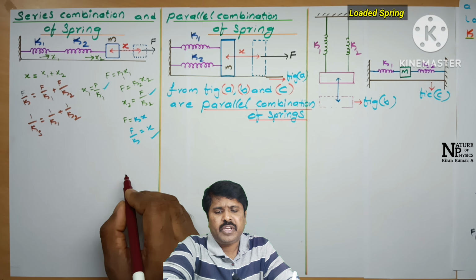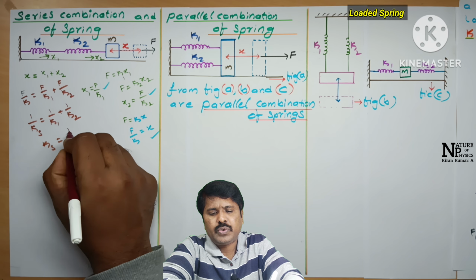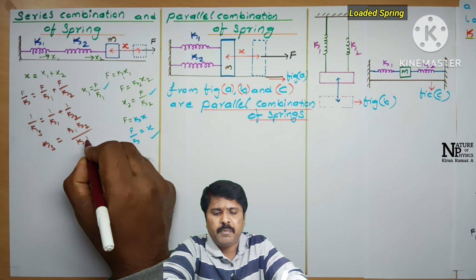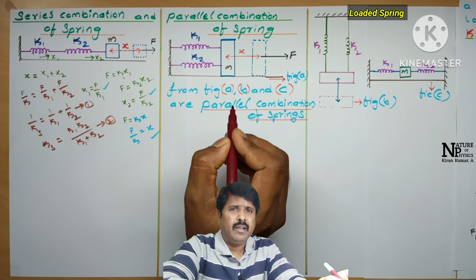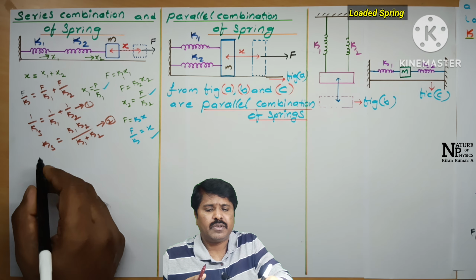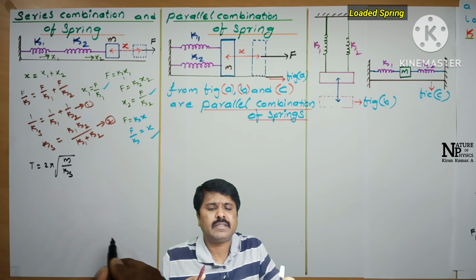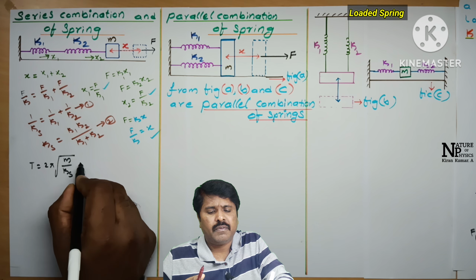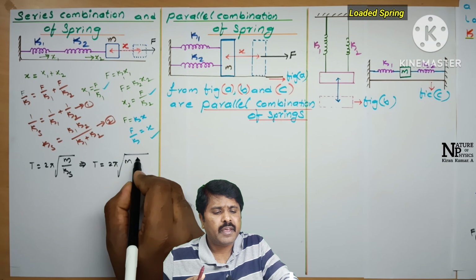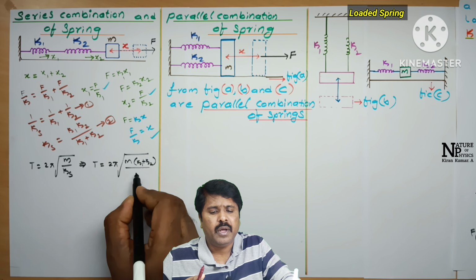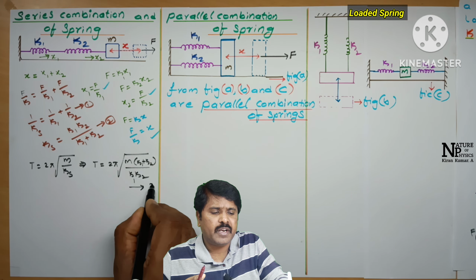Continuing, 1 by Ks, LCM taken, so that Ks is equal to K1 K2 divided by K1 plus K2. Both equations I got, equation number 1 and equation number 2, so these values are replaced in the time period equation. The time period T is equal to 2 pi root over m divided by Ks. Replacing the value, we get T equal to 2 pi root over m into (K1 plus K2) divided by K1 into K2. I can write this as equation number 3, student.